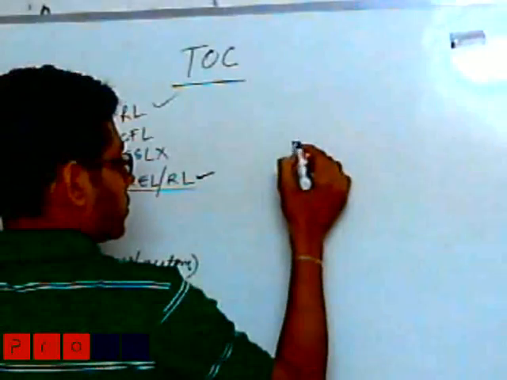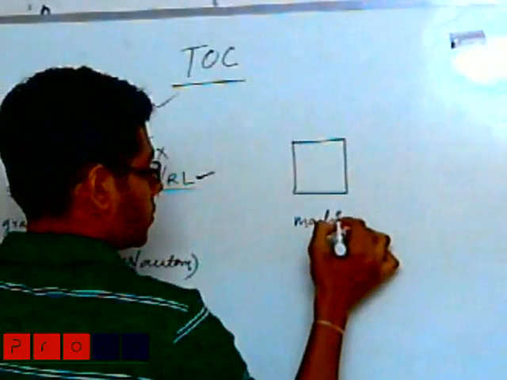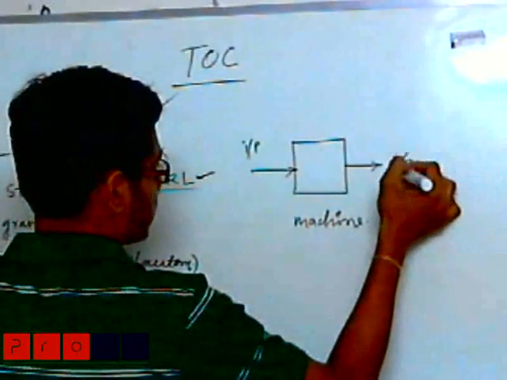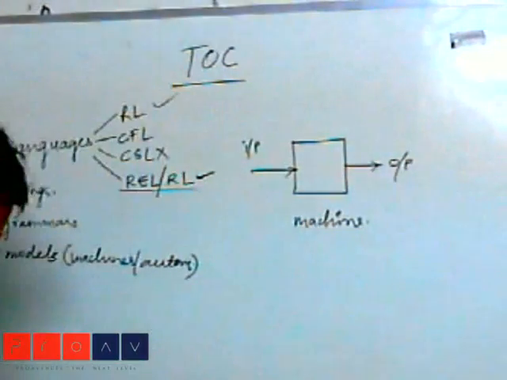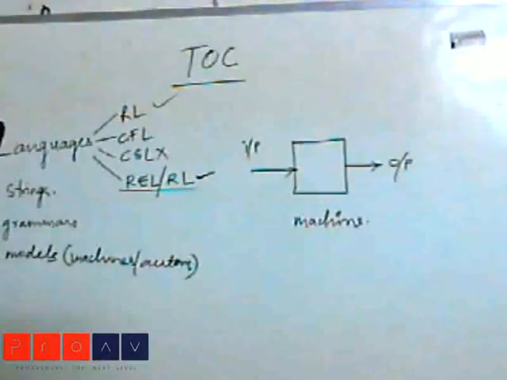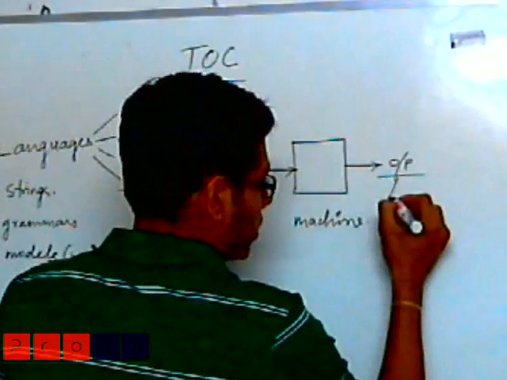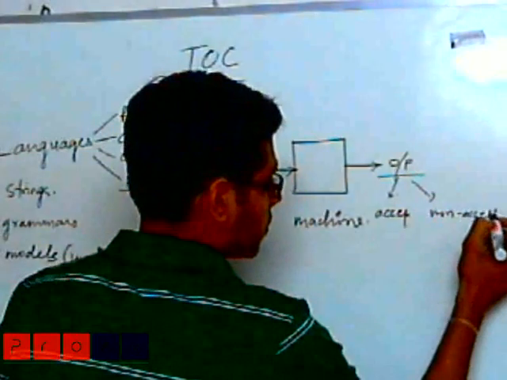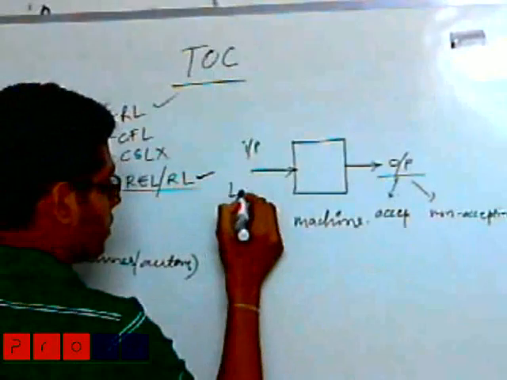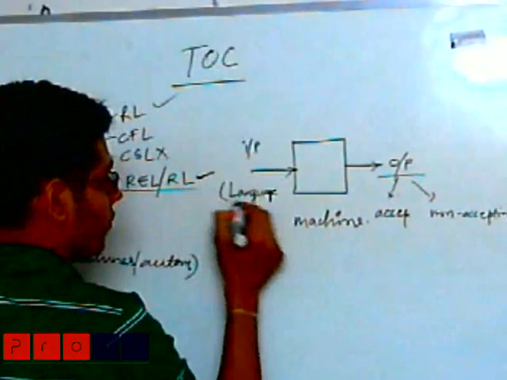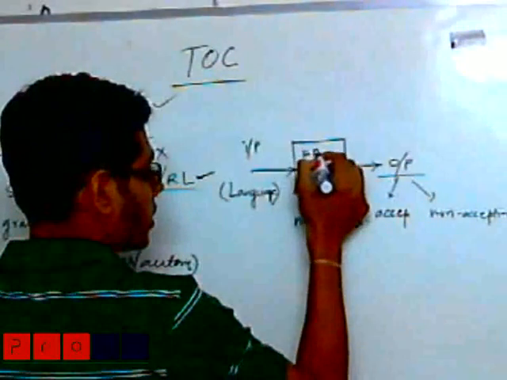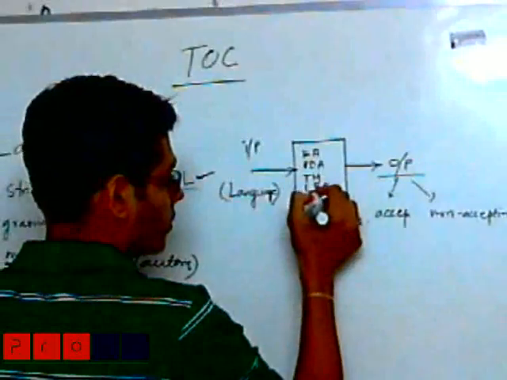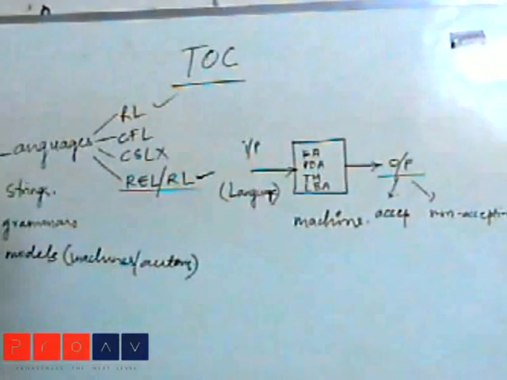For every machine, suppose this is any of my machines, I am giving some input to this machine and there is one output which we are going to catch from this machine. The whole of computer science is based on this scenario. Now output in automata is accepting or non-accepting, and input in automata is nothing but some type of language. This machine may be your finite automata, pushdown automata, Turing machine, or LBA. This LBA is linear bounded automata.